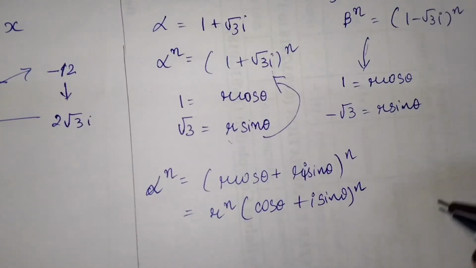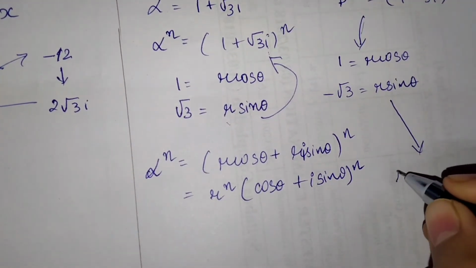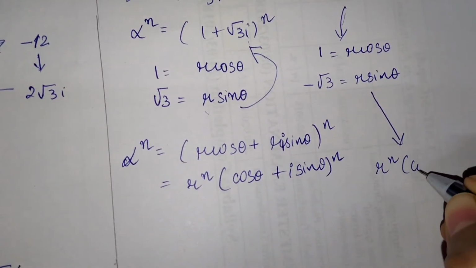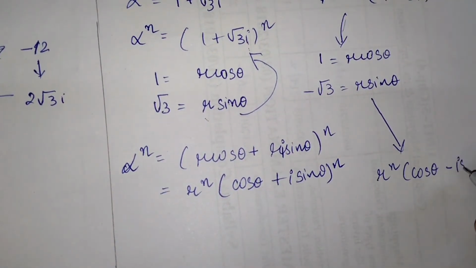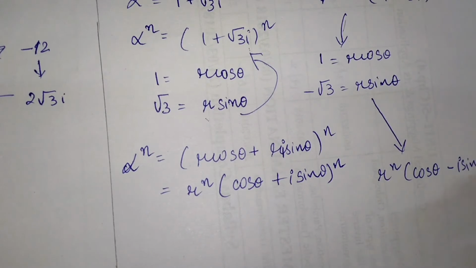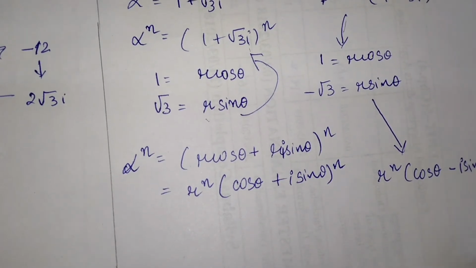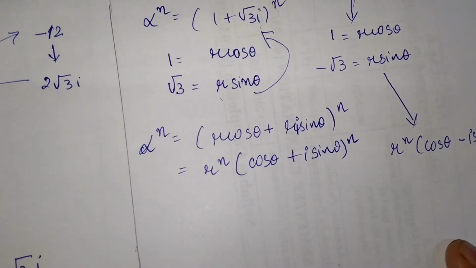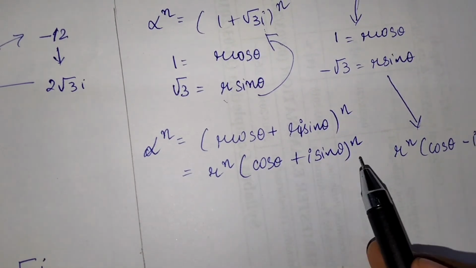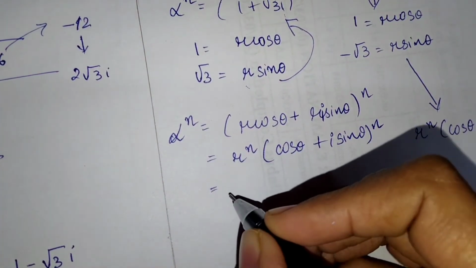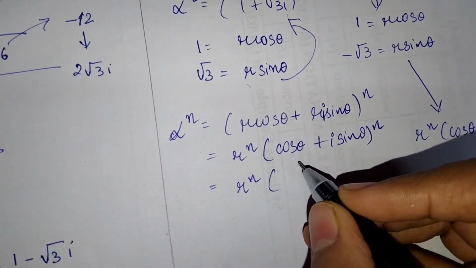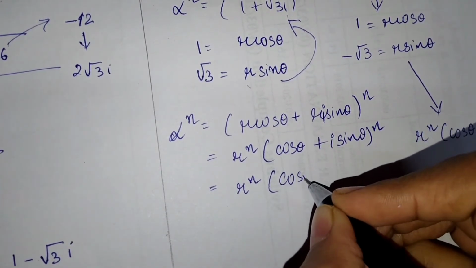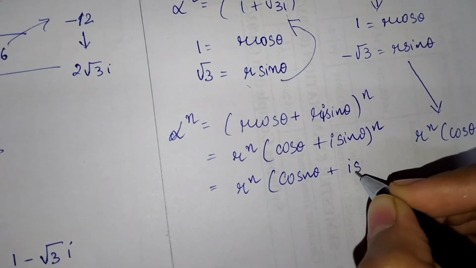Okay? And here also for beta we can write r raised to n, cos theta minus i sin theta, raised to n. Okay, and according to De Moivre's rule, if we write this equation, then this n will get multiplied into the bracket, so we will get cos n theta plus i sin n theta.